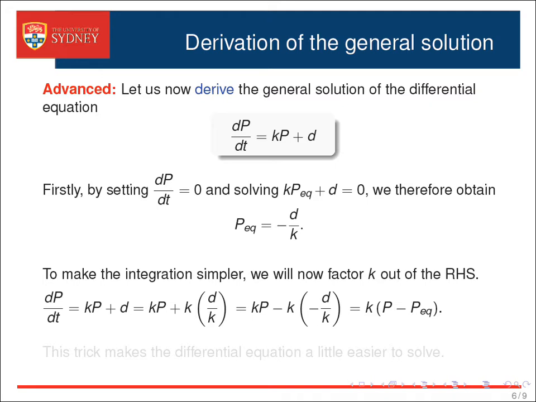Remember from above that negative d on k is the equilibrium solution. To simplify the equation, we just substitute for P equilibrium. Now factoring out the k, we get dp dt equals k times all of P minus P equilibrium. The reason why we've done this is because this trick makes the differential equation a little easier to solve, and it looks simpler with the P equilibrium.